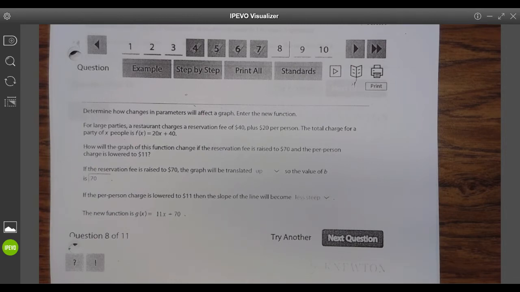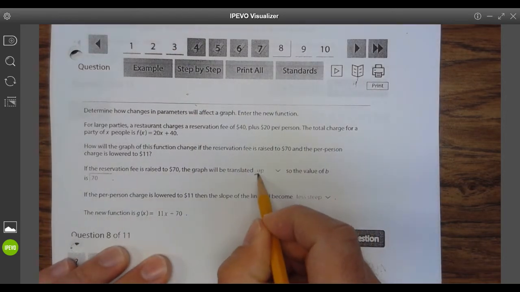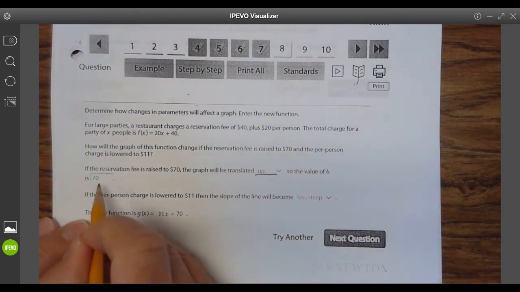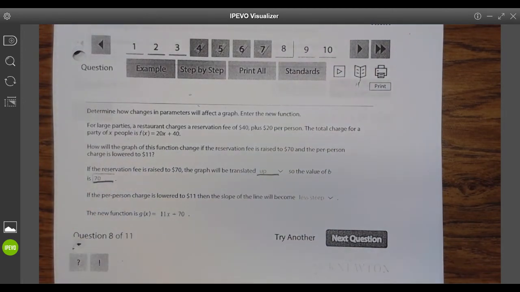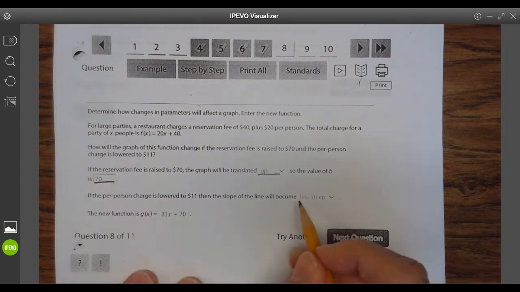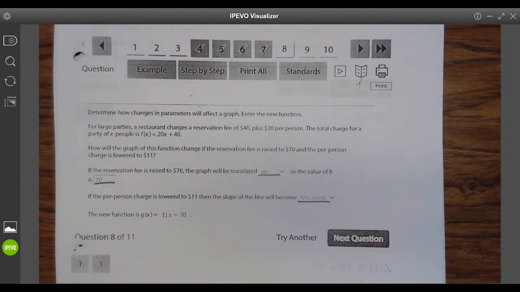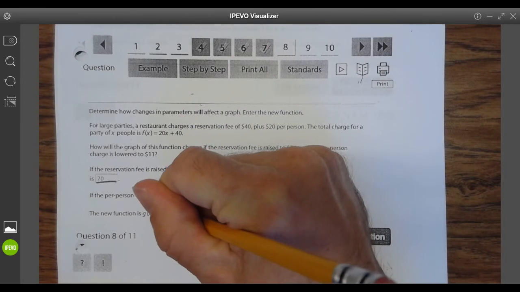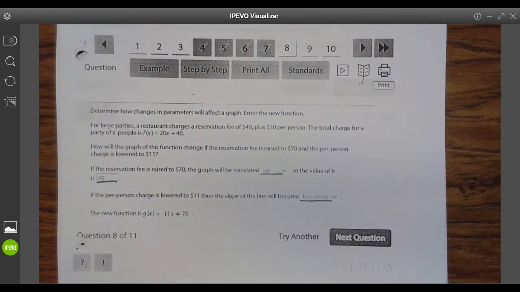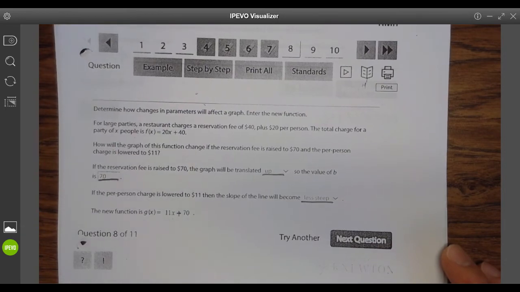If the reservation fee is raised to $70, the graph will be translated up, so the value of b is 70. If the per person charge is lowered to $11, the slope of the line becomes less steep, so the new function becomes g of x equals 11x plus 70. All right, go ahead and finish up that example.